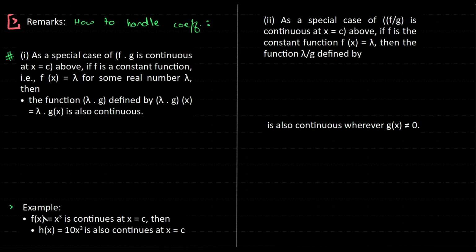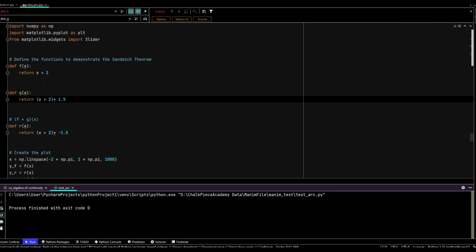Now I have an example for you guys. If f of x is equal to x cube and it's continuous at x is equal to c, then h of x, which is 10 times x cube, basically 10 times f of x, will also be continuous at c.